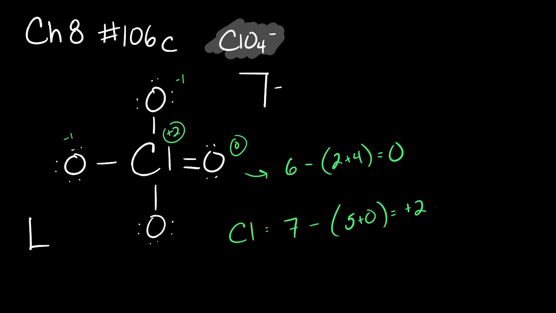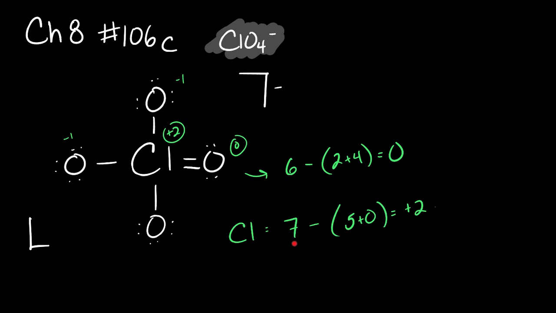All right, so I just took one of the oxygens and made it a double bond and recalculated the formal charges, and so here is what happened. So anytime oxygen is double bonded with two pairs of electrons like this, its formal charge is going to be 0. So that's 6 valence electrons minus 2 lines, and then 4 dots, so 6 minus 6 is 0. And then the chlorine's formal charge drops to plus 2.